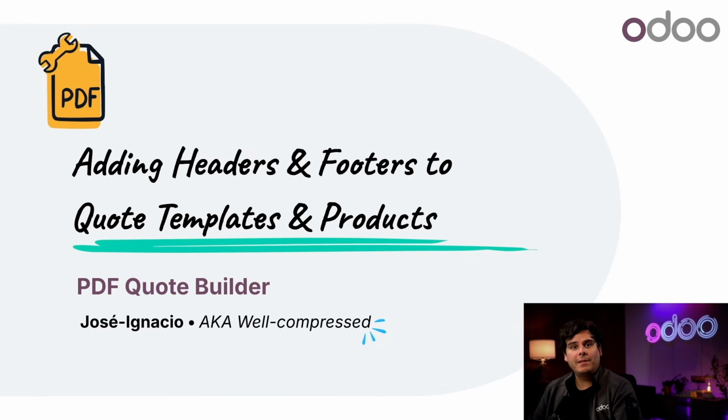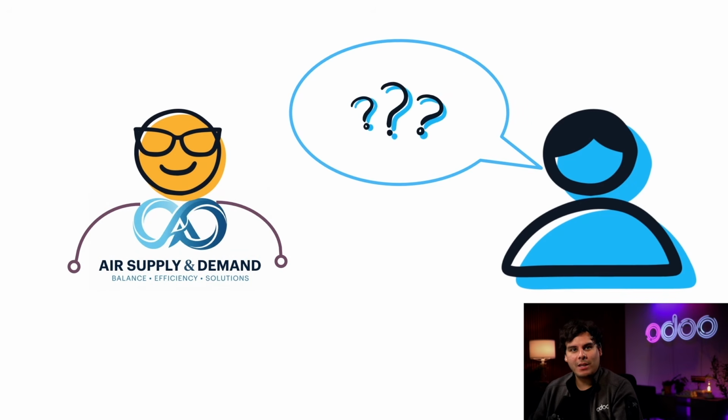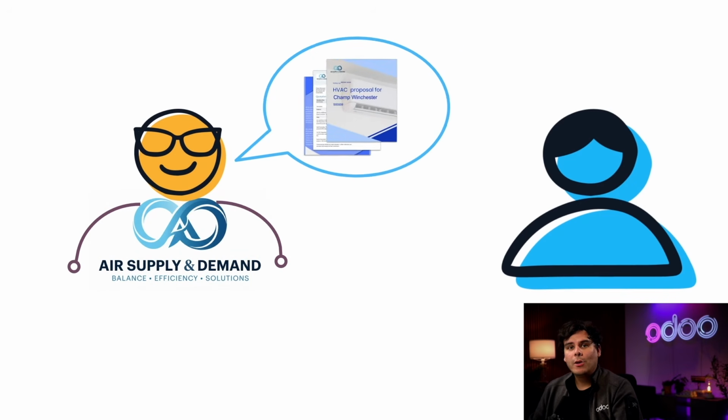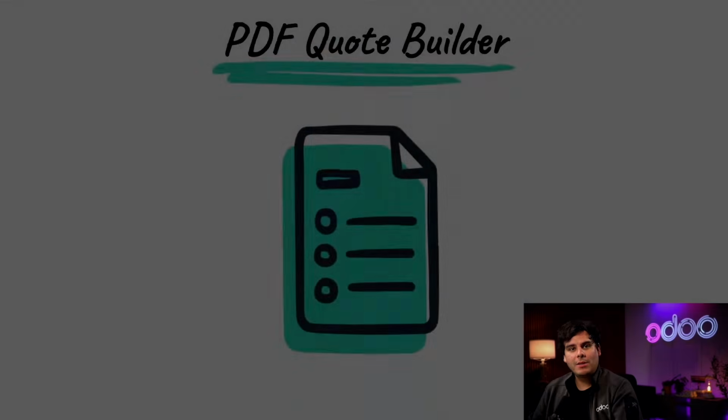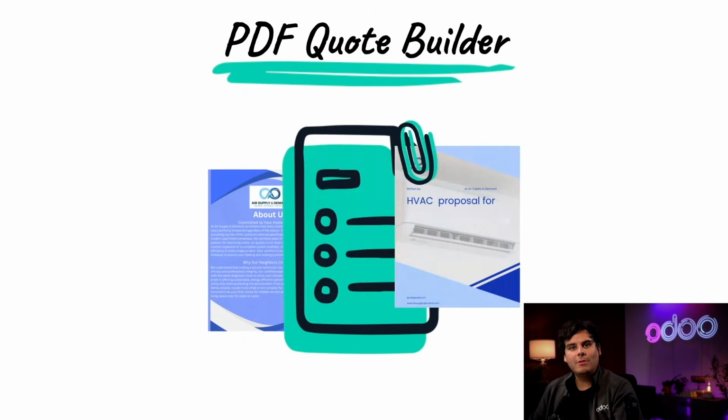At Air Supply and Demand, we've been getting more requests for specific documents during sales negotiations. To streamline things, we created two PDFs, a product sheet and an installation guide to include in our quotes. Today, we're going to use Odoo's PDF Quote Builder to add these PDFs as headers and footers on our quotes.